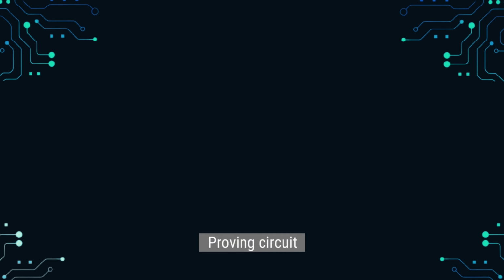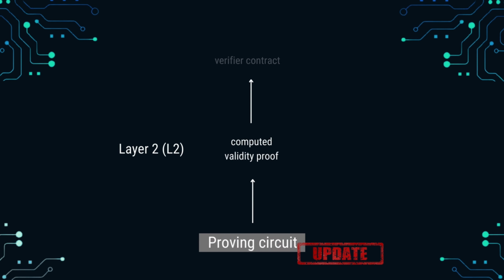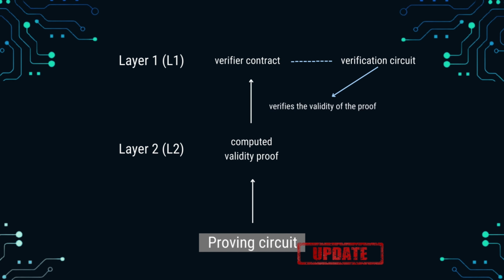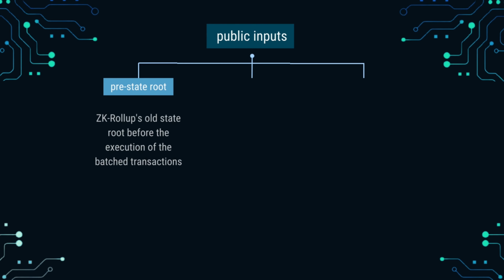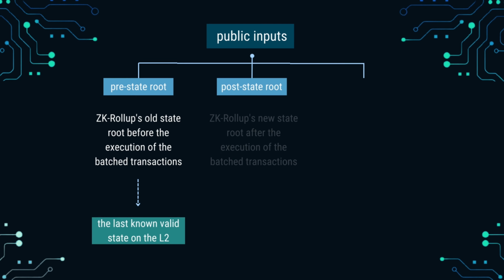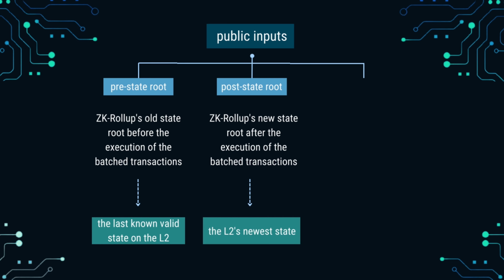Once the proving circuit has completed the verification of state updates, the Layer 2 operator submits the computed validity proof to the verifier contract on Layer 1. The verification circuit within the contract then verifies the validity of the proof and examines the public inputs associated with it. These public inputs consist of the pre-state root, representing the ZK-rollup's old state root before the execution of the batch transactions, which reflects the last known valid state on the Layer 2 chain. The post-state root, on the other hand, represents the ZK-rollup's new state root after the execution of the batch transactions, reflecting the Layer 2 chain's newest state.